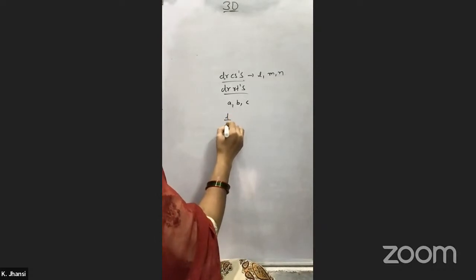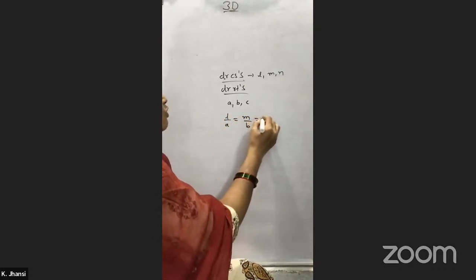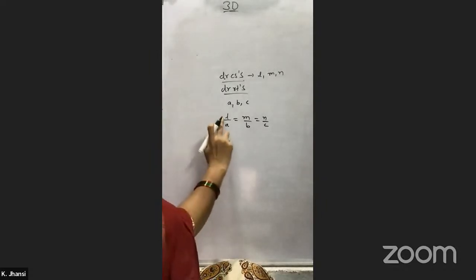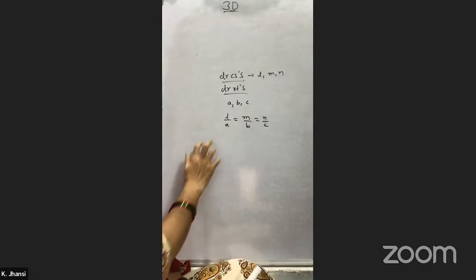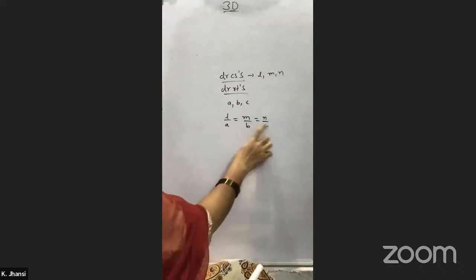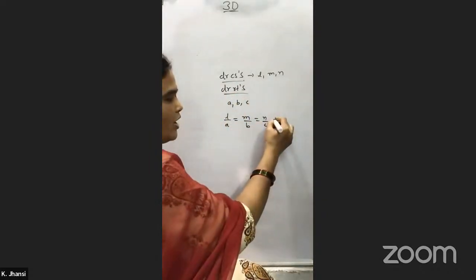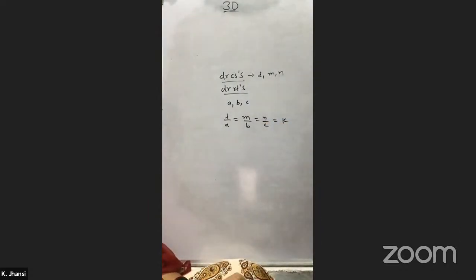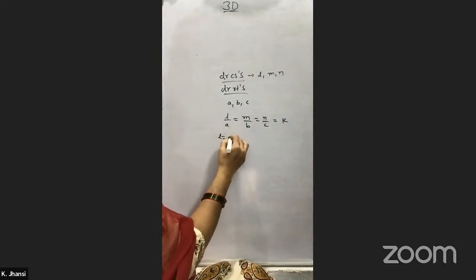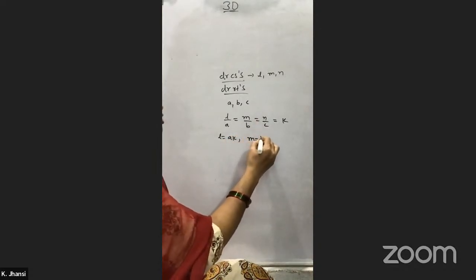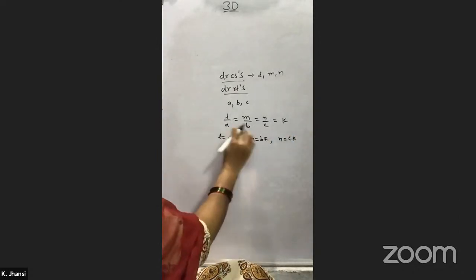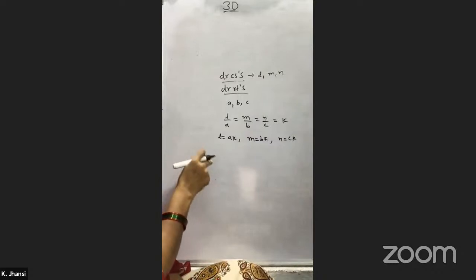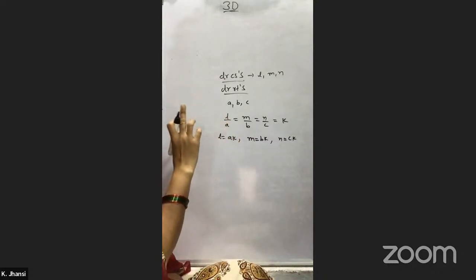So that means l/a = m/b = n/c. Whenever they are proportional to the direction ratios, those 3 numbers are called the direction ratios of the line. When they are written like this as proportional, you equate it to one constant number. Then you will get the relation l = ak, m = bk, and n = ck. So a, b, c are the direction ratios, and they are proportional to the direction cosines.